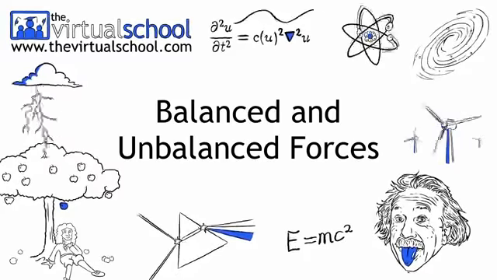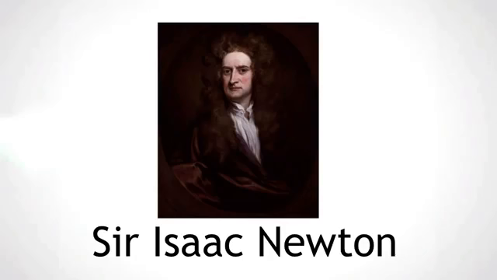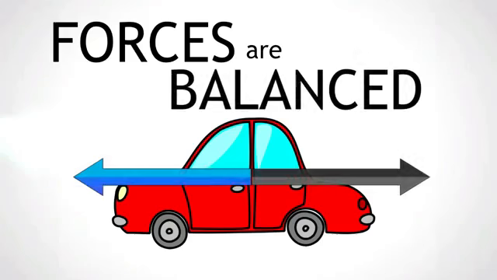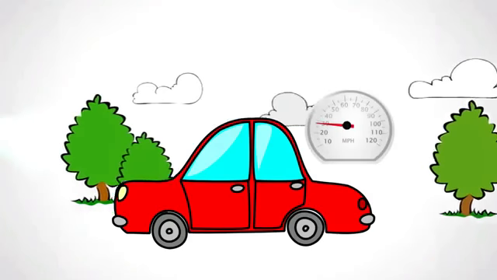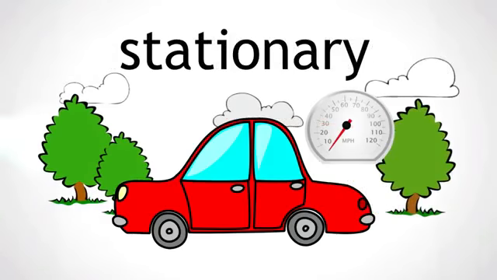Balanced forces. The famous English scientist Sir Isaac Newton, who lived between the 17th and 18th century, devised 3 laws of motion. The first law states that if all the forces acting on an object are balanced, there will be no acceleration, meaning either constant velocity or the object remaining stationary. But what do we mean by balanced forces?